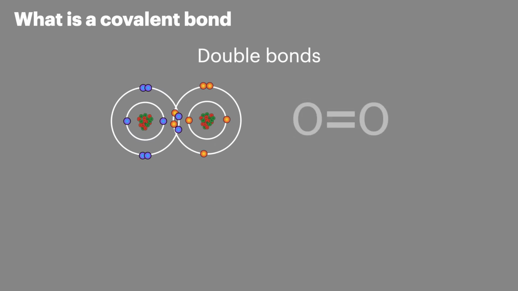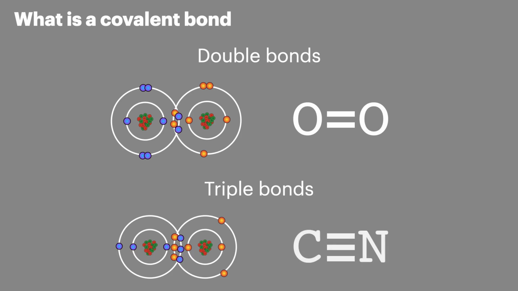We can have double covalent bonds, which have two pairs of shared electrons, like an oxygen molecule, and we can have triple covalent bonds, where there are three pairs of electrons holding the atoms together, like in the carbon and nitrogen bond in cyanide. Covalent bonds can form different types of molecules.